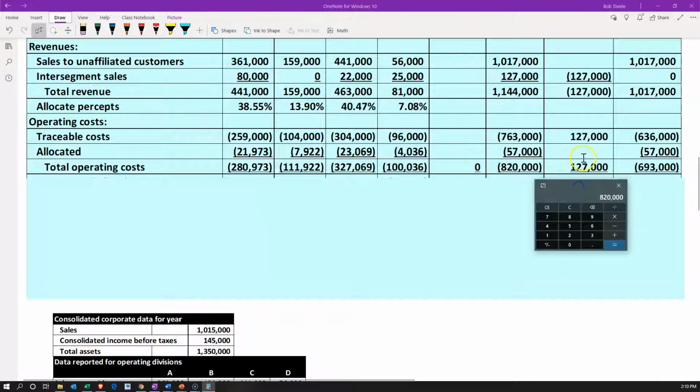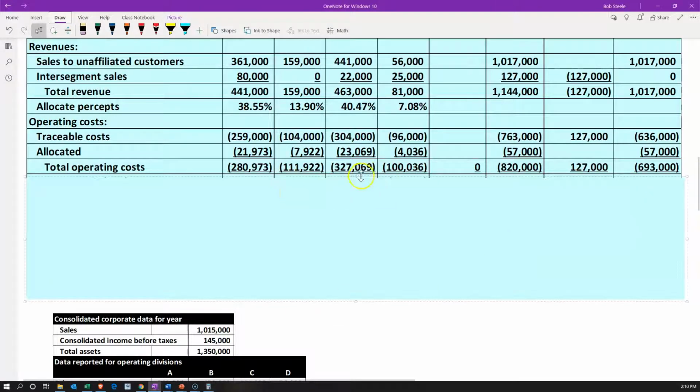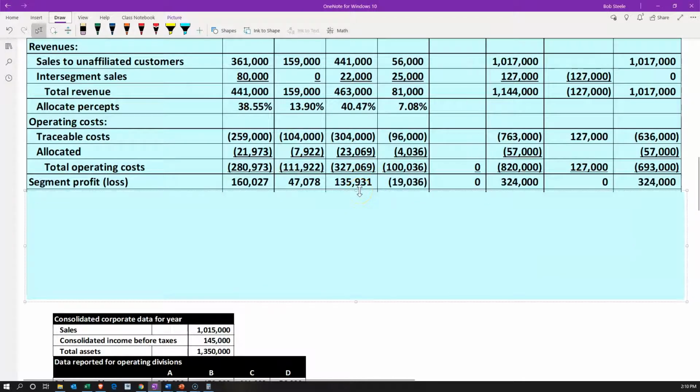Same thing over on this side. We can say this is going to be 820,000 minus 127,000 gives us the 693,000, or we can take the 636,000 plus 57,000, and we get the same 693,000. All right. Next item that we're going to have is going to be the segment profit.